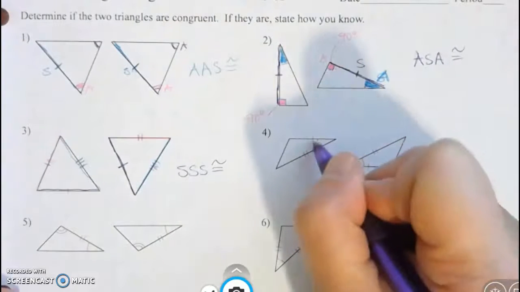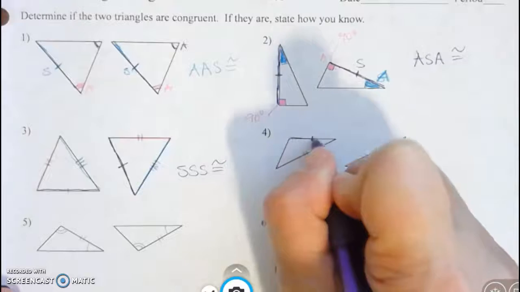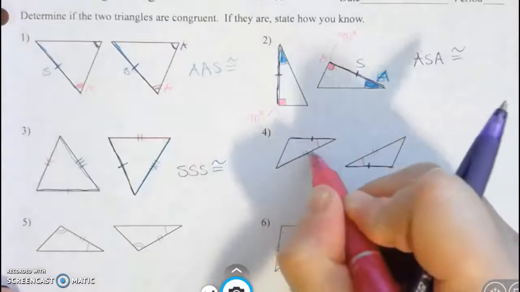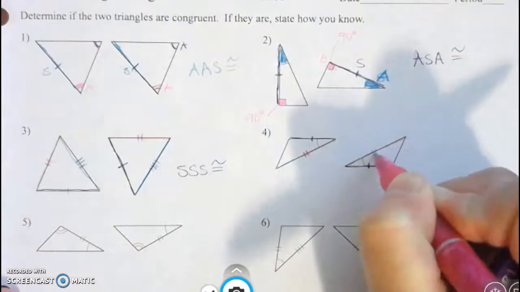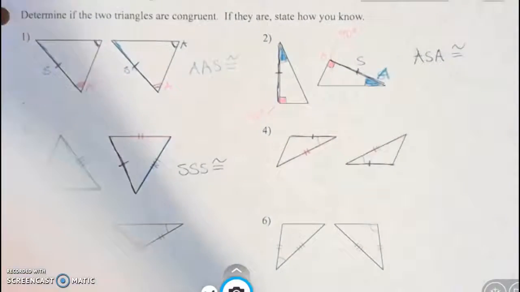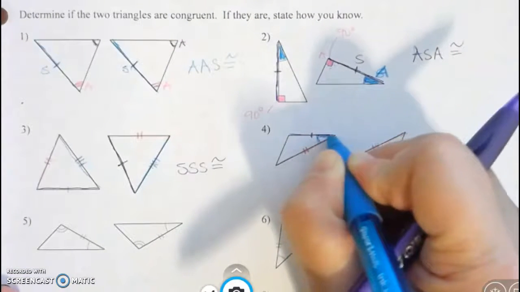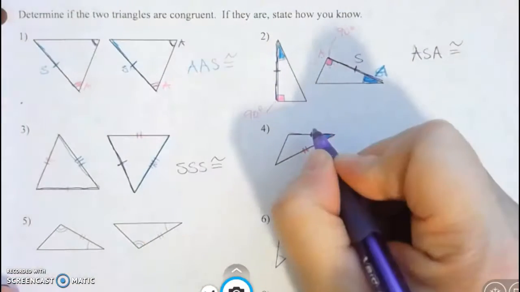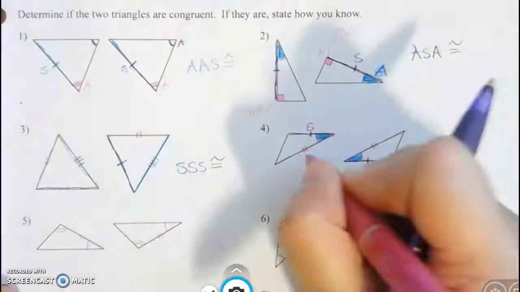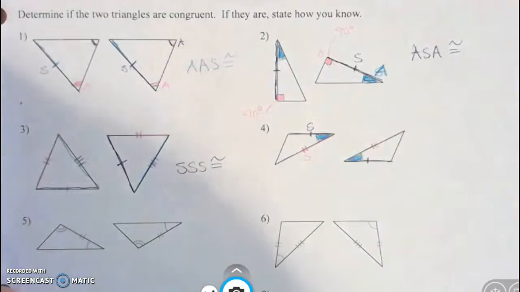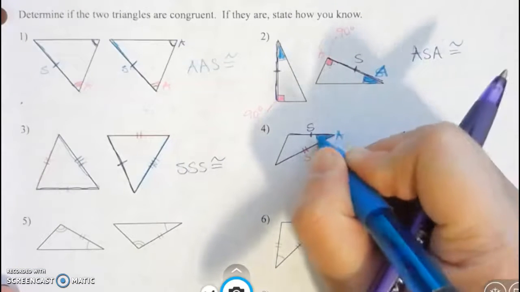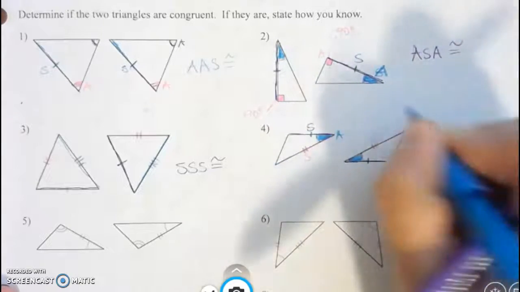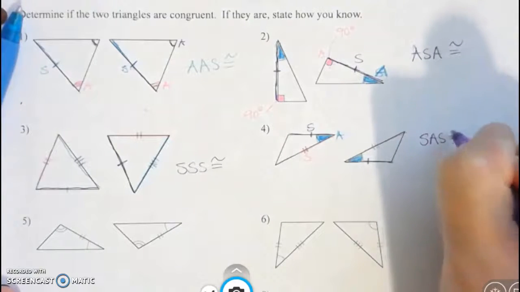What about this? We have one side here that is congruent to this side. We have another side that is congruent. And then we have an angle, right in between the two sides that are colored. So we have a side here and another side here, and this angle is right in between the two congruent sides. So this is side, angle, side congruence.